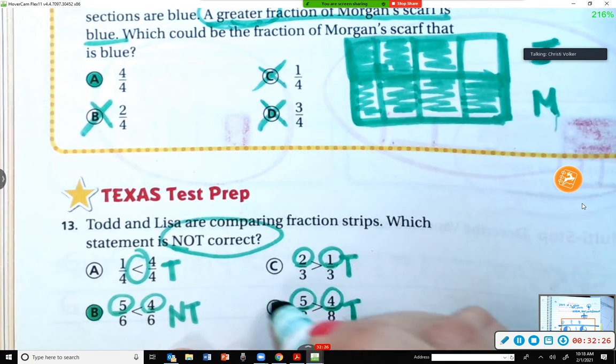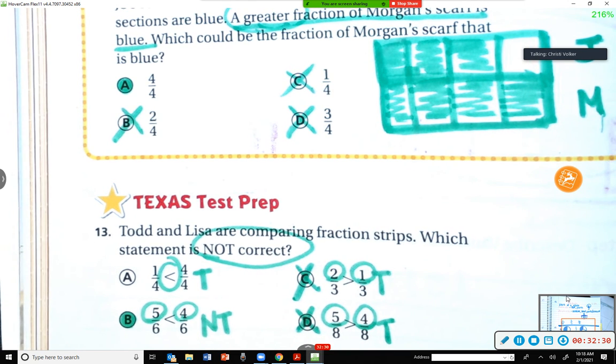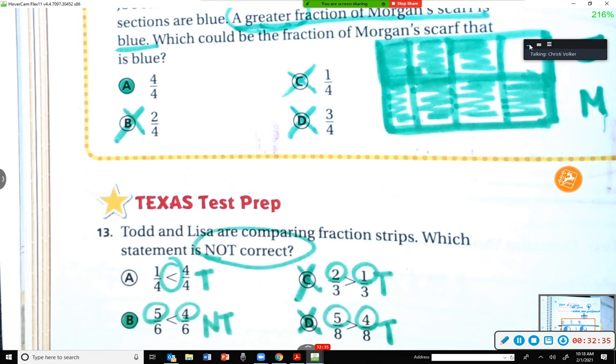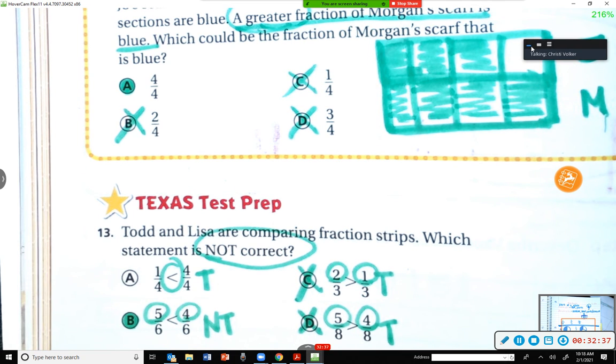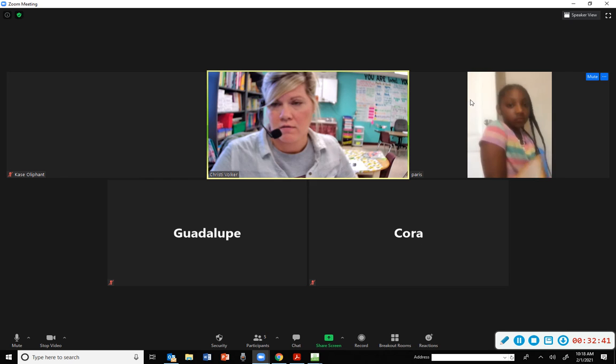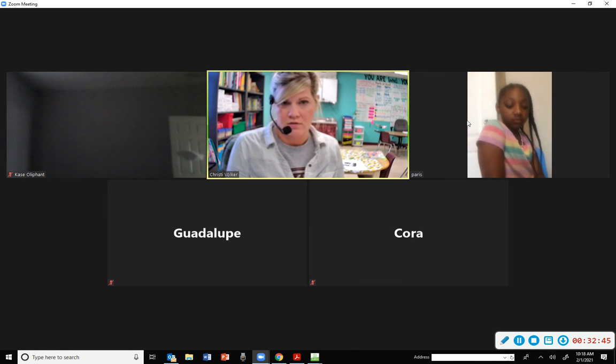Okay. All right, are there any questions on comparing fractions? When the denominators are the same, it's pretty easy because you just need to look at the numerator. Okay? Anybody at home have a question before we sign off? No.